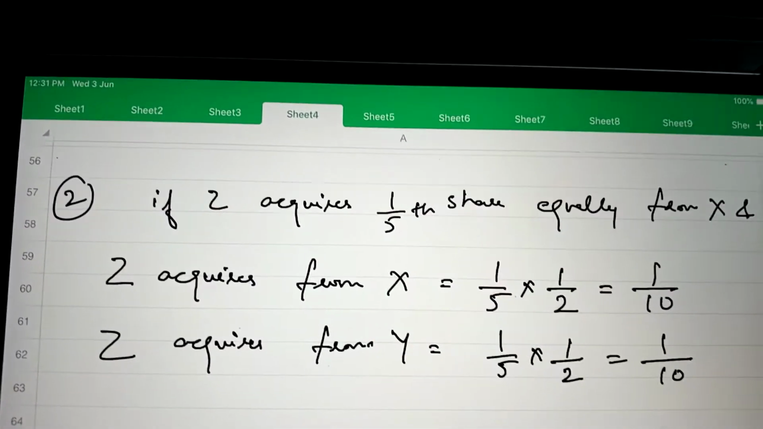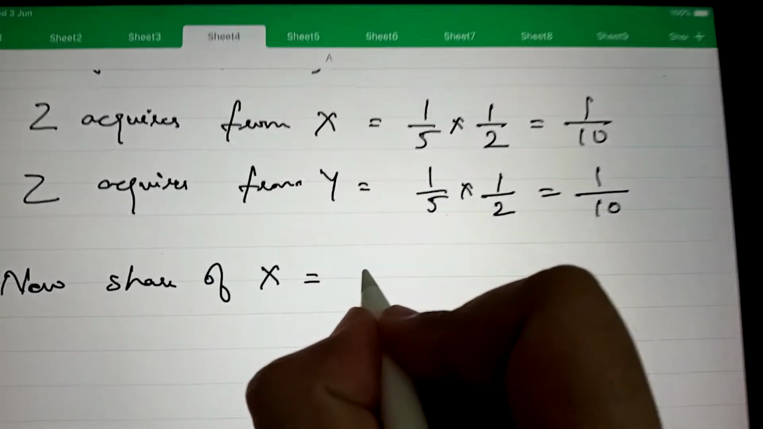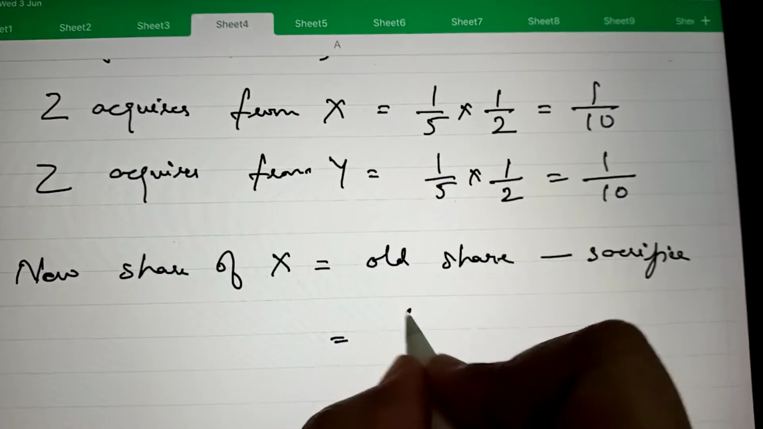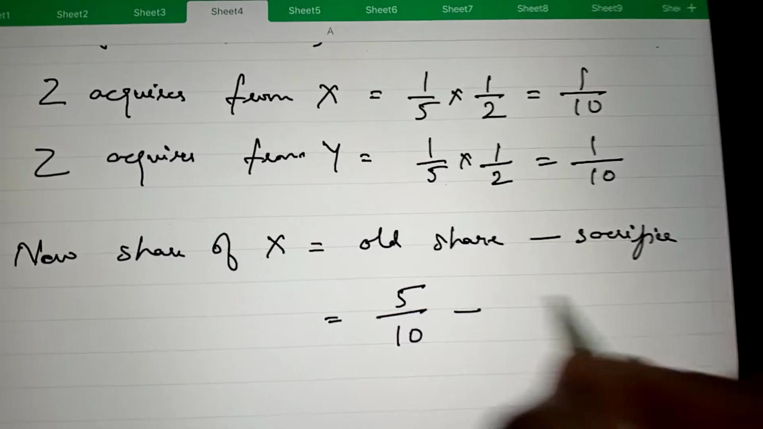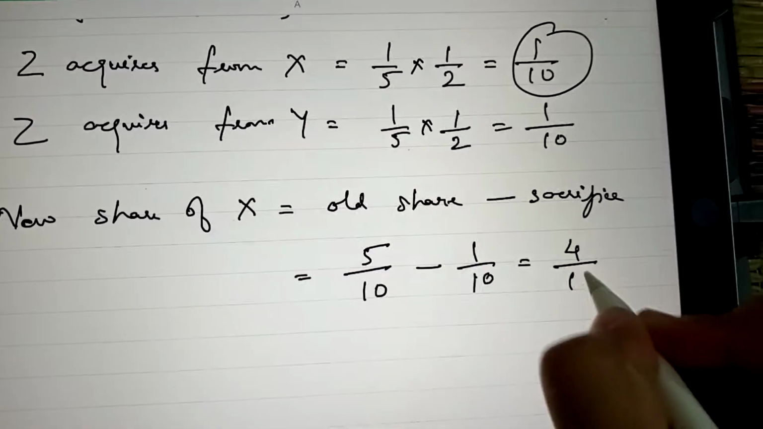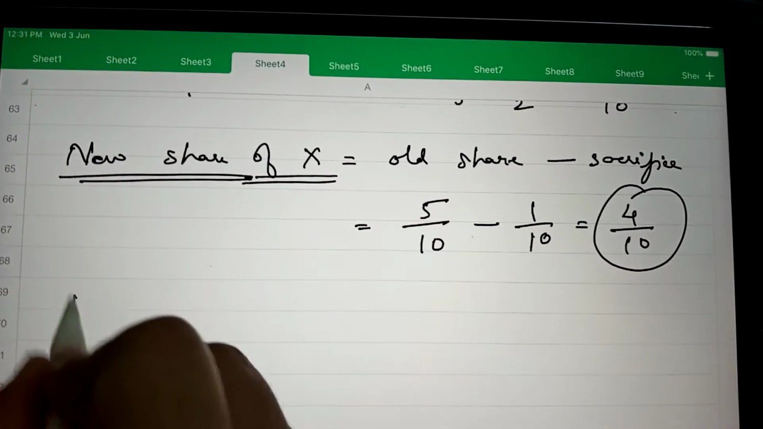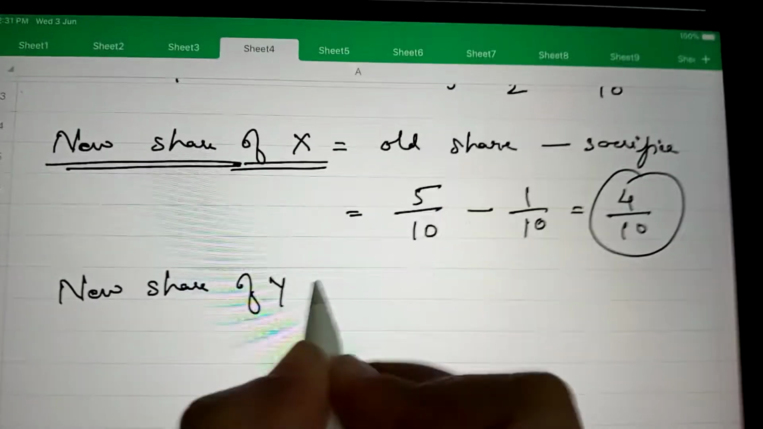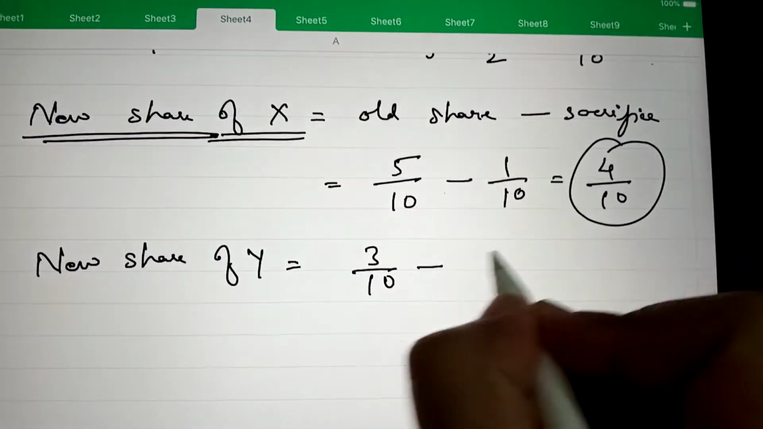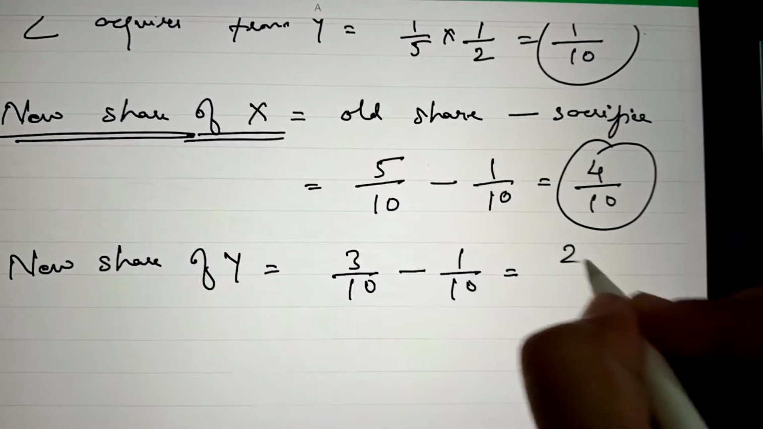So now we can calculate the new share of X and Y. New share of X is equal to old share minus sacrifice made by him. His old share is 5/10 and sacrifice made by him is 1/10. So the answer comes 4/10 is the new share of X. Next is the new share of Y. The same formula. Old share is 3/10 minus sacrifice made by him, 1/10. So here the answer comes 2/10.